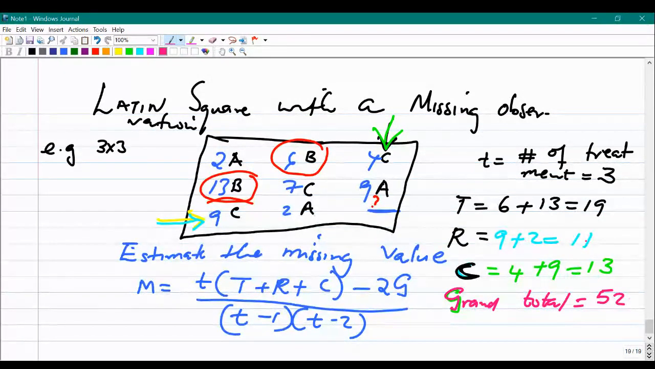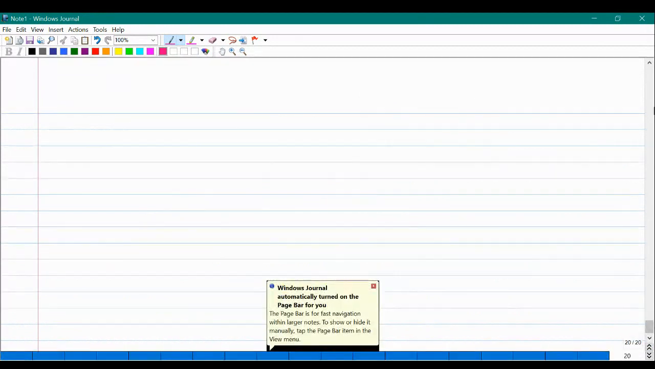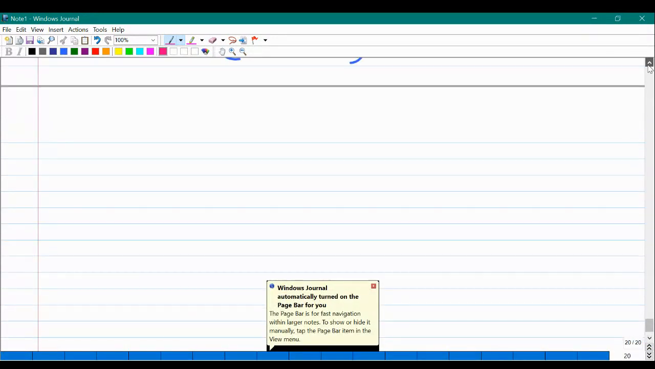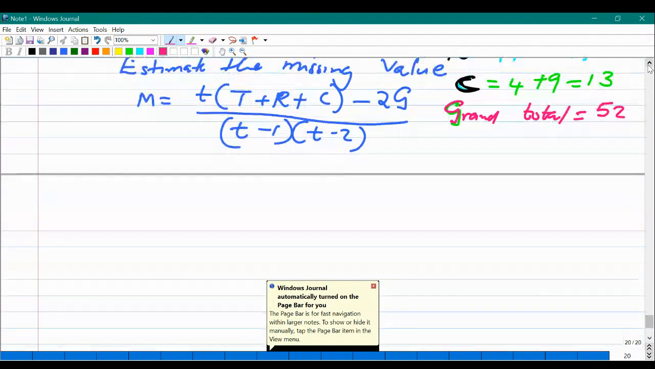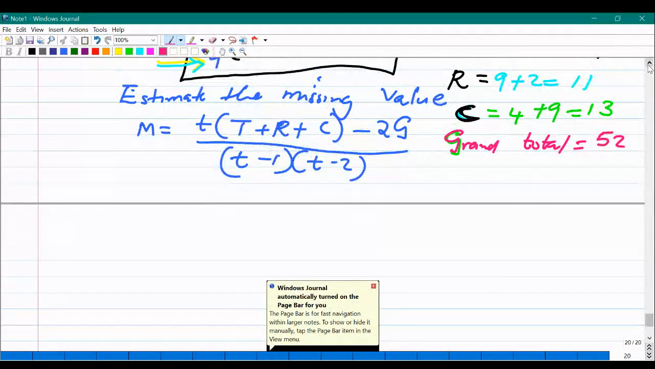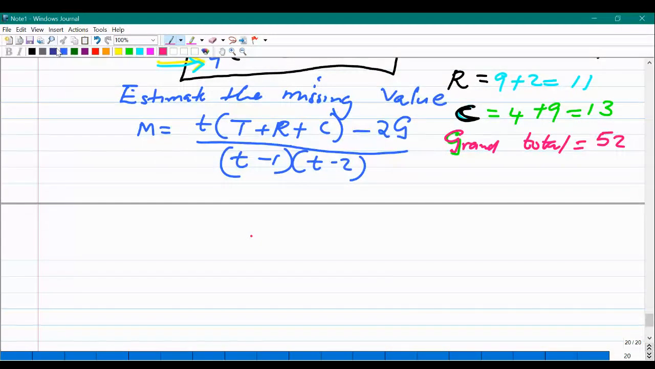So now estimate the missing observation. There's the information. Estimate the missing observation. 12.5. Yeah, 12.5.